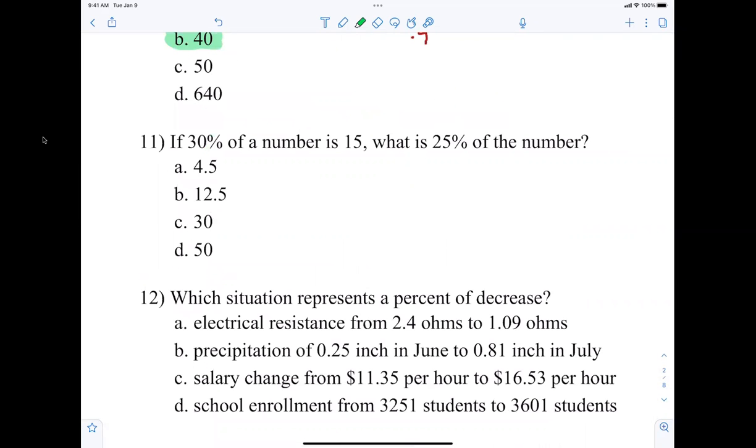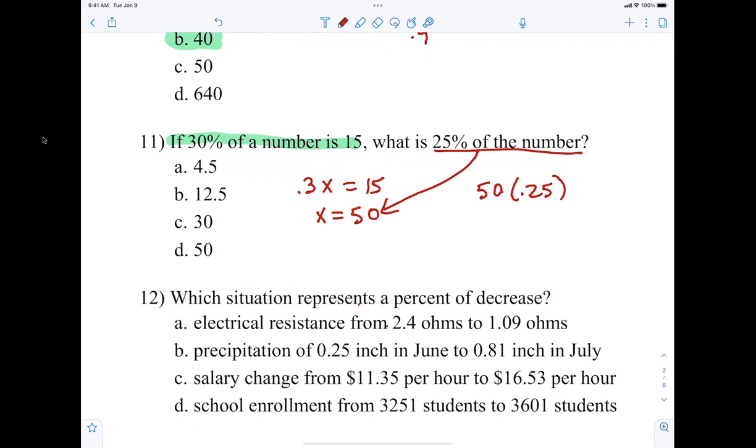11. Ooh, this one's a good one. So what you want to do for these types is just solve this first. So 30% of a number equals 15. So if I solve that, divide by 0.3, so x is equal to what? 50, right? Now I have to take what? 25% of that number. So 50 times 0.25, which is what? If you got 12.5, you're doing pretty good with percentages. Yeah, I'm pretty happy with that.